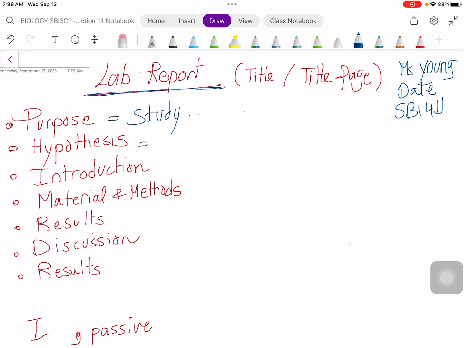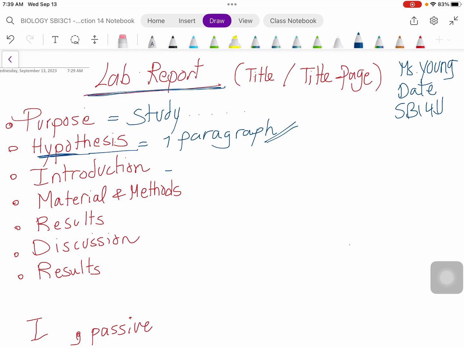And then in the hypothesis, I want one paragraph. You are summarizing what you're guessing. Hypothesis is an educated guess. So you are guessing the properties of water, and I need it in one paragraph. You can put them summarized.